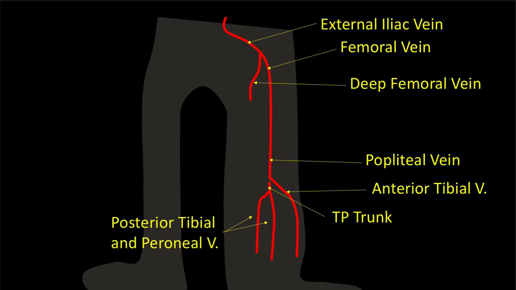Now, the superficial system is not going to be accompanied by an artery, and probably the only one worth even mentioning regarding the superficial system is the greater saphenous vein. Now, the greater saphenous vein forms along the dorsum of the foot, runs anterior to the medial malleolus, and ascends along the medial posterior-ish leg until it joins the femoral vein just distal to the inguinal ligament.